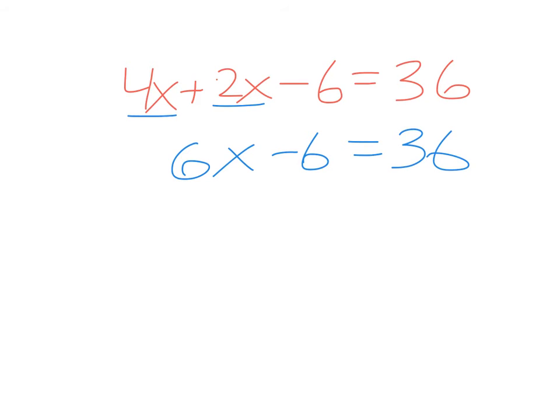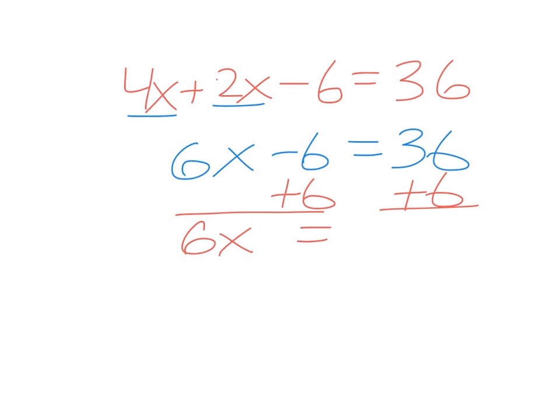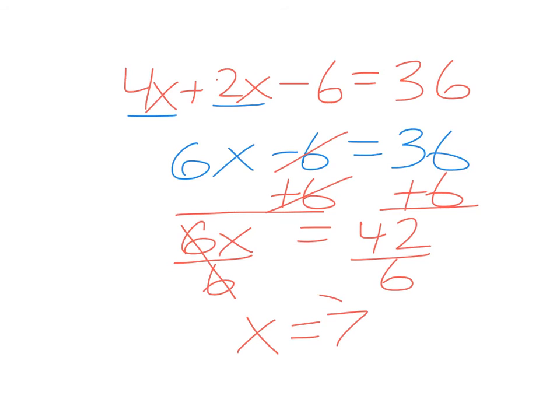Now I can solve this, of course, by adding 6 to both sides. So 6x equals, because those 6's cancel out, and 36 plus 6 is 42. Divide by 6. Those cancel, so x equals 7. And that's done.